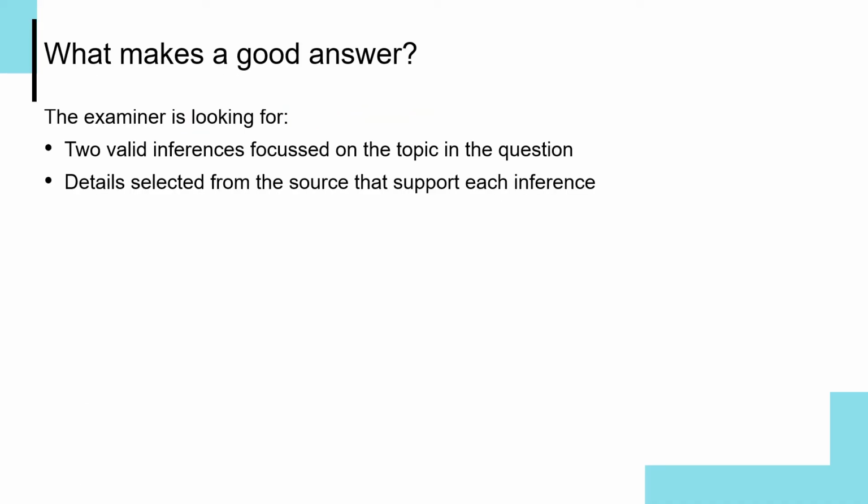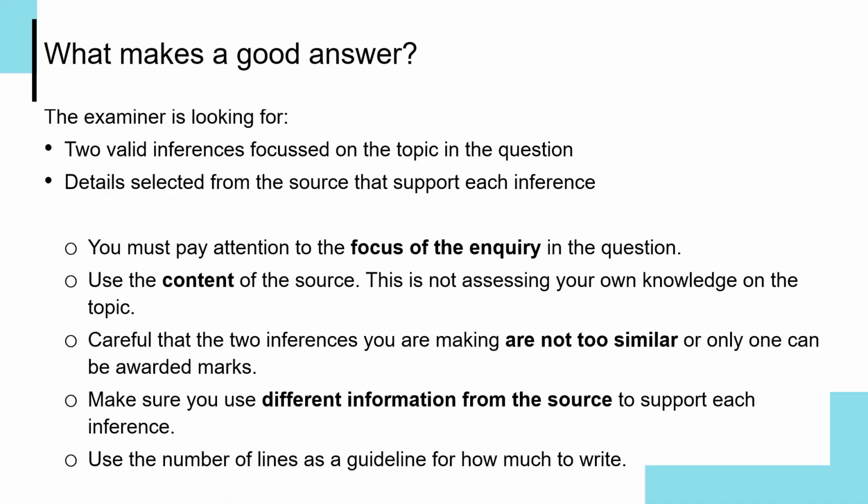So the examiner is looking for 2 valid inferences focused on the topic given in the question, then details selected from the source that support each inference. Top tips. You must pay attention to the focus of the inquiry of the question. Use the content of the source, not your own knowledge. Careful that the 2 inferences you are making are not too similar. And make sure that you use different information from the source to support each inference. And lastly, use the number of lines as a guideline for how much to write.